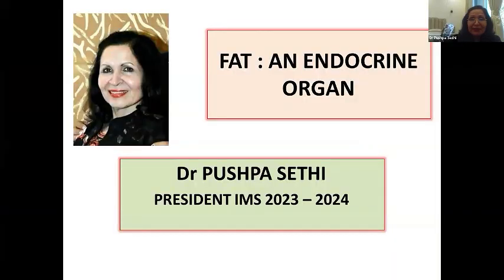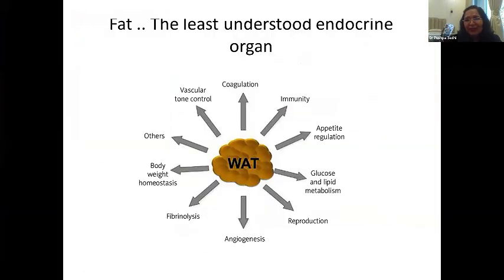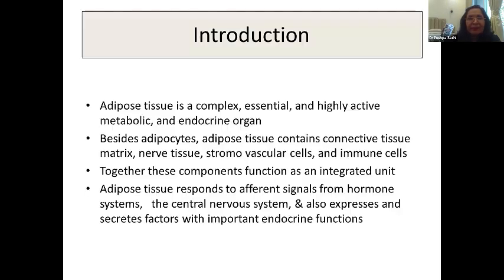When we talk of fat, it is only talked of as having put on weight, having fat all around. But what is this fat doing? How is it acting on our bodies? That we have never really thought of. So when you talk of fat as an endocrine organ, this is what all it affects in your body. It affects your vascular tone control, your coagulation, your immunity, your appetite regulation, glucose and lipid metabolism, reproduction, angiogenesis, fibrinolysis, body weight homeostasis, and so many others.